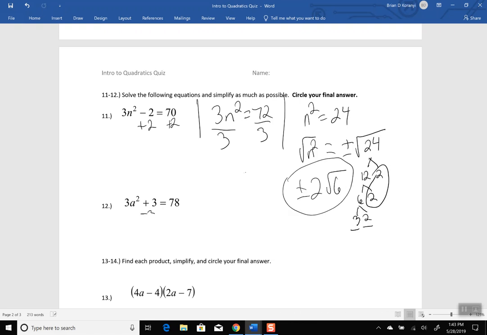This one, same idea, subtract 3. 3a squared equals 75. Divide both sides by 3, a squared equals 25, and when you take the square root, this time you're going to get a equals plus or minus the square root of 25, and we know what the square root is, it is 5.